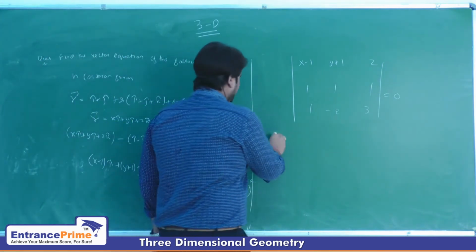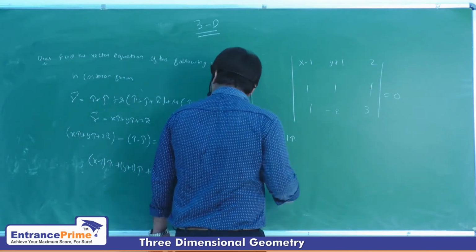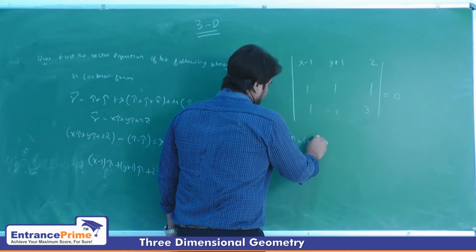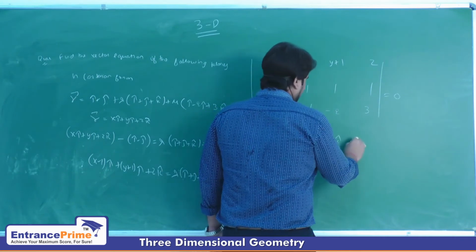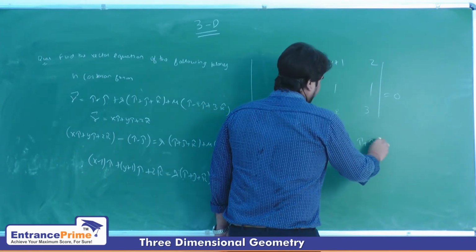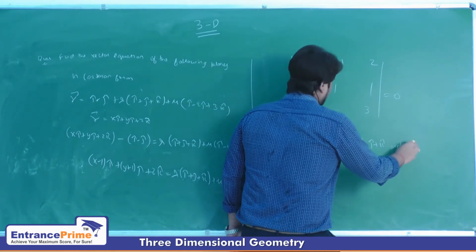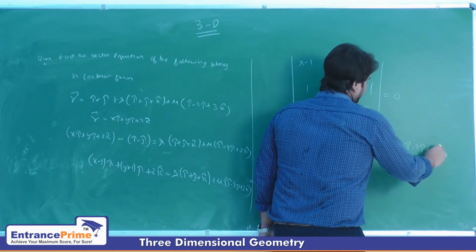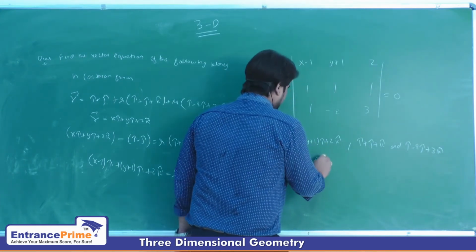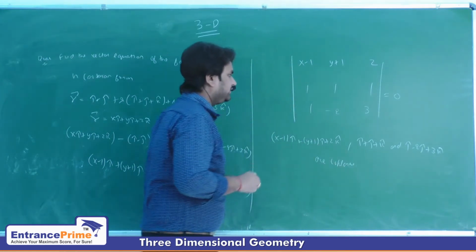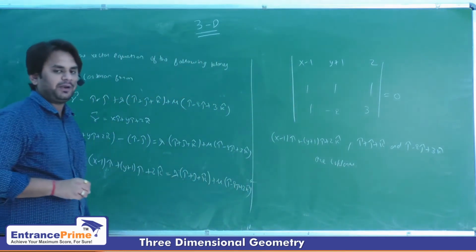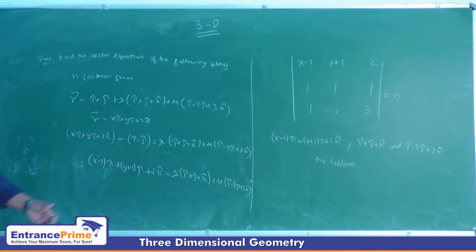So I am writing here (x minus 1) i cap plus (y plus 1) j cap plus z k cap, comma, i plus j plus k vector and i vector minus 2j vector plus 3k vector are coplanar because this is the linear combination of three vectors. So here we can find the equation of the plane in Cartesian form. Note it down.